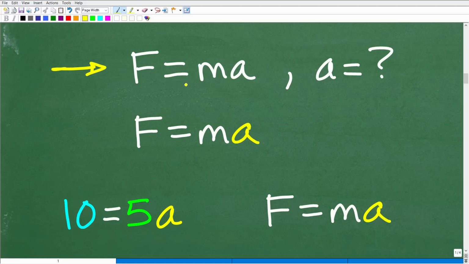But let's suppose we want to rewrite this equation in terms of A. Or in other words, we want to solve this formula in terms of A.